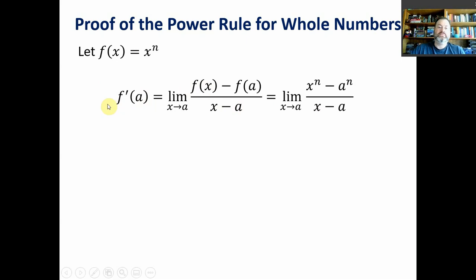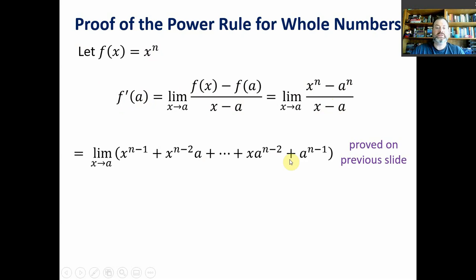So clearly f of x is x to the n, f of a is a to the n. So this is exactly what we just proved. We just proved that this is this, right? We just proved that on the previous slide.